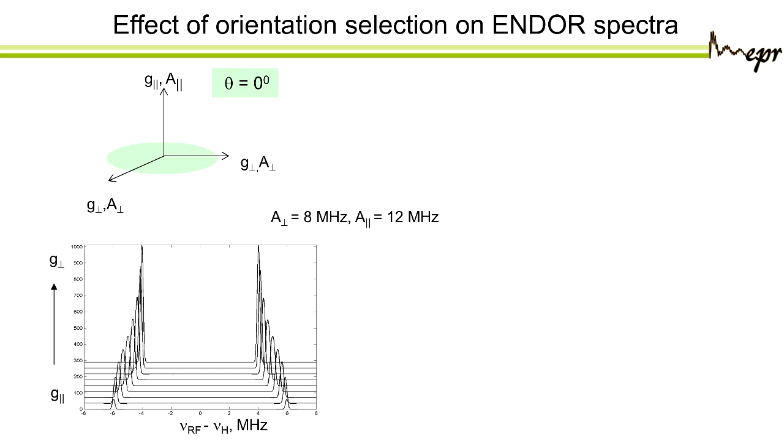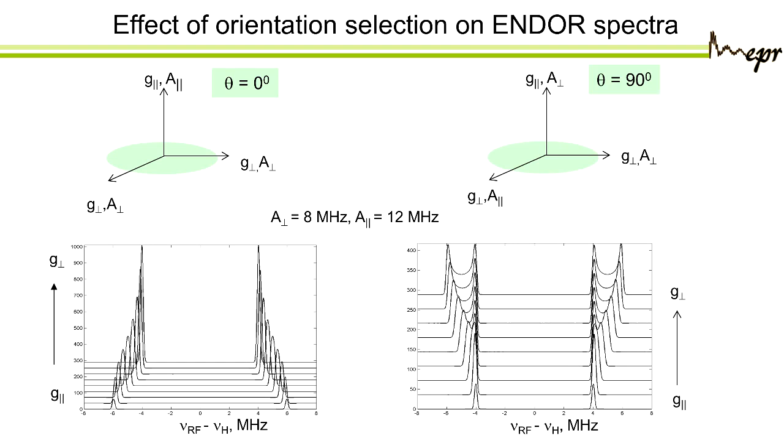Now I have another case in which the axes are at 90 degrees one with respect to the other. So I have my A perpendicular along G parallel, okay? Now I record the spectrum within this powder pattern, going from G parallel to G perpendicular. You can also imagine that when I work on the G parallel, my EPR signal is this small and my SNR is bad.